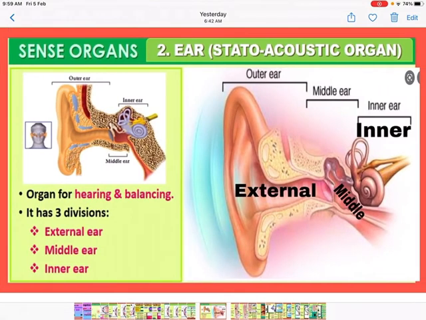Now the next sense organ is the ear. It is responsible for hearing and for balancing, and it has three divisions: external, middle and inner ear. See the three divisions of the ear in the diagram, and now let us study these divisions in detail.